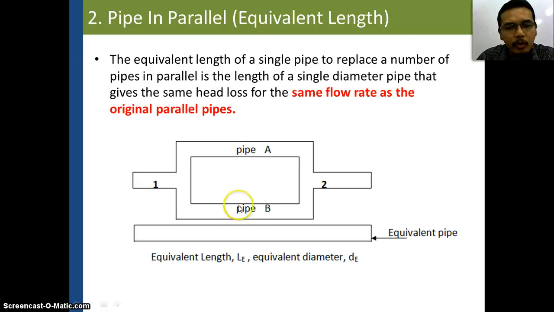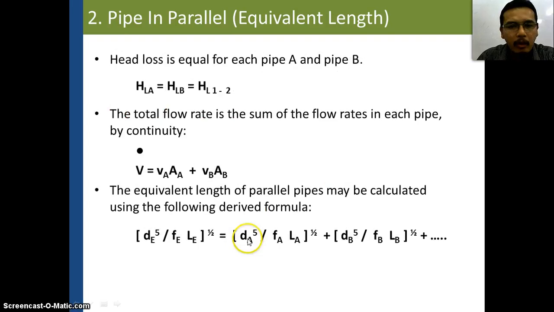We have pipe 1 split into two pipes, A and B, then split back to pipe 2. But we want to simplify from 1 to 2 into one equivalent pipe, just one length. Because of this, for the final one, we need to determine the flow rate, and we need to determine the new length and new diameter. What will be the formula that we need to remember?